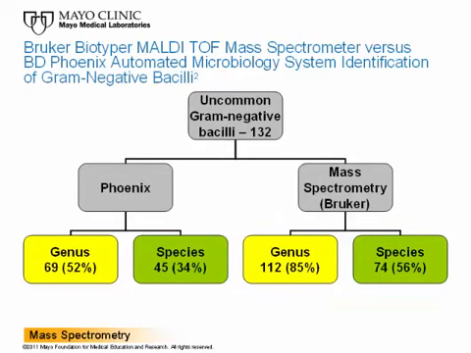The 440 isolates included 132 uncommon gram-negative bacilli. Mass spectrometry identified 85% of the uncommon organisms to the genus level and 56% to the species level. The BD Phoenix system identified 52% of the uncommon organisms to the genus level and 34% to the species level. Mass spectrometry outperformed the BD Phoenix for identification of uncommon gram-negative bacilli.